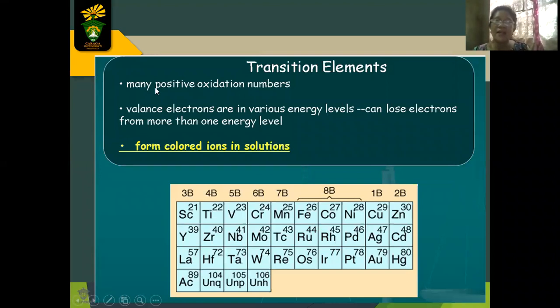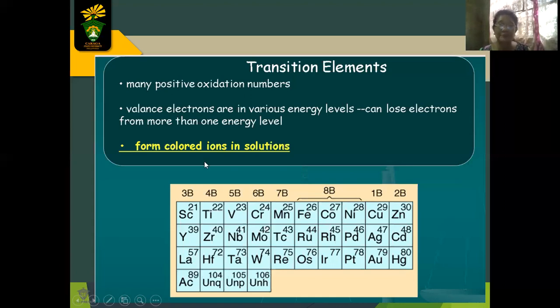So, these transition elements, some of it has many positive oxidation numbers. What do you mean by many positive oxidation numbers? For instance, iron has 2 oxidation numbers, no? It could be Fe2 plus and Fe3 plus. Okay, that is cobalt also has 2, no? Co plus 1 and Co plus 2. Nickel same, copper same. So this mo na ginatawag og many positive oxidation numbers. It could have 2 or more, no?